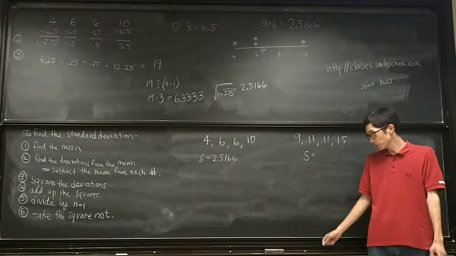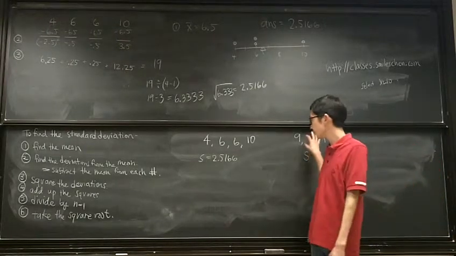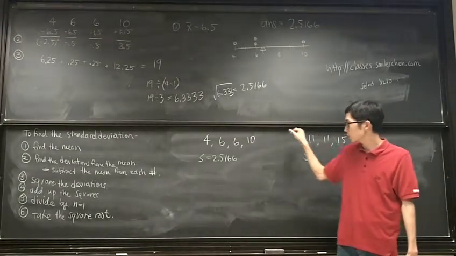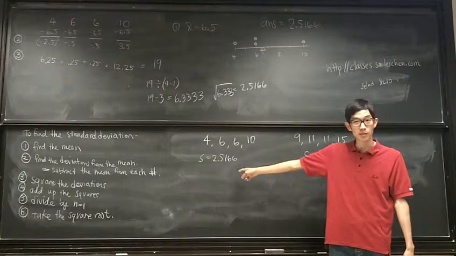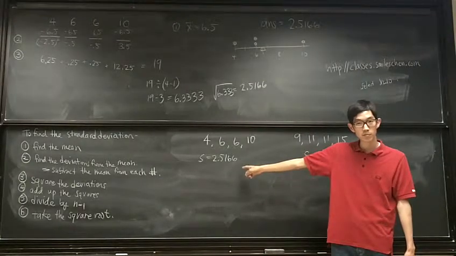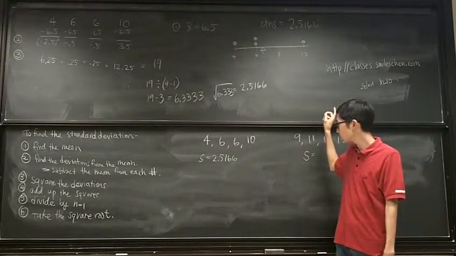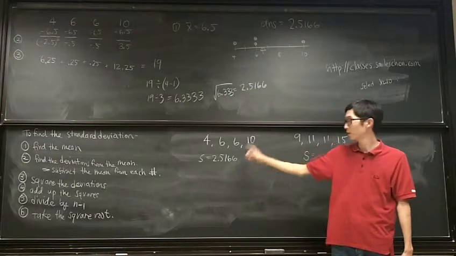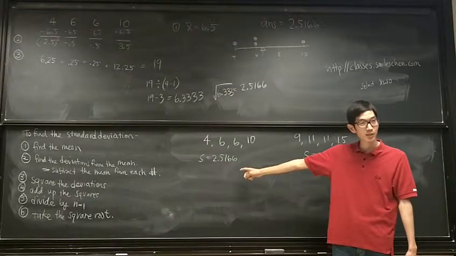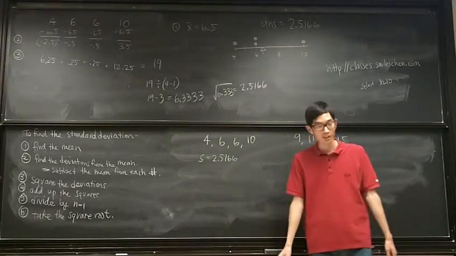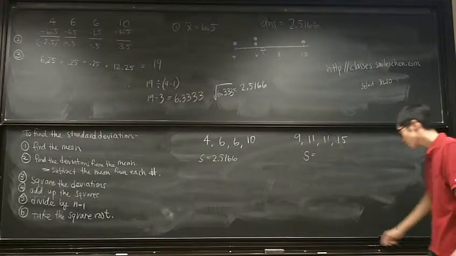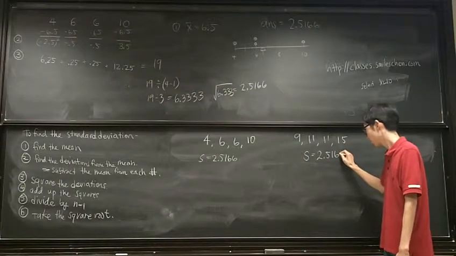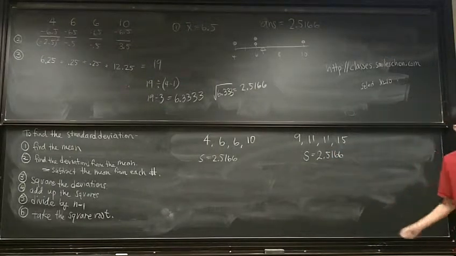Okay, so who thinks the standard deviation of the children's ages here will be smaller than 2.5166? Who thinks it will be larger than 2.5166? Nobody. Who thinks it'll be the same? Okay, a handful, all right. And the answer is, it will be the same. Okay, but why?